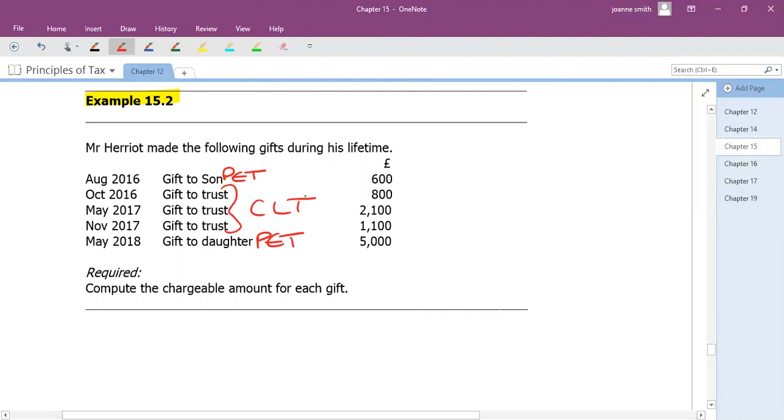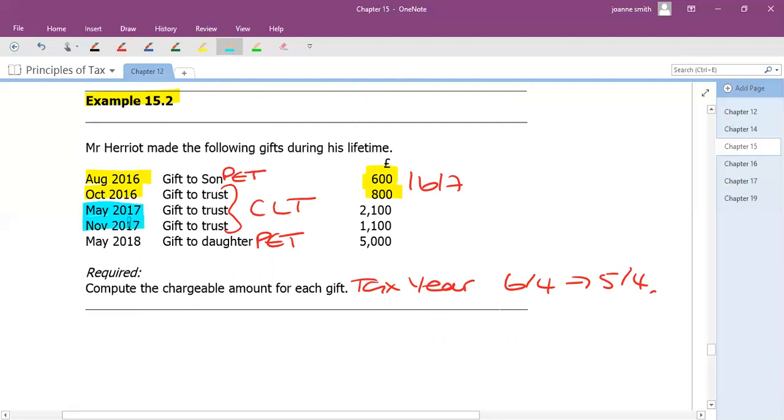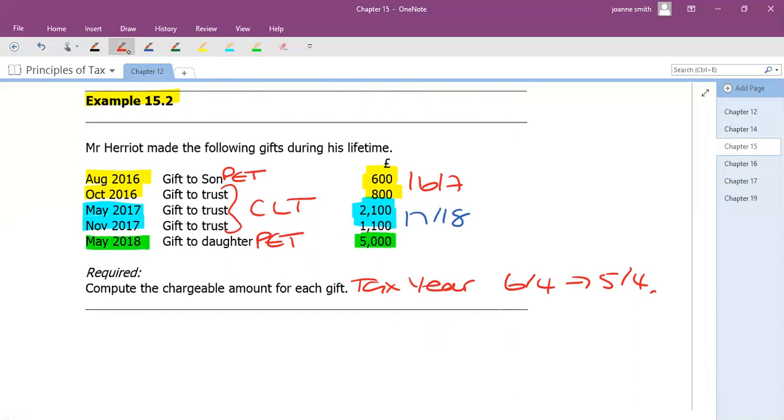Now, when we're looking at IHT, we're considering what happens in each tax year. So remember, we're looking from the 6th of April to the 5th of April. So if we look at the first two, August and October 16, they fall in tax year 16-17. They fall between the 6th of April 16 and the 5th of April 17. Then we've got the next two, May and November 17, and they fall in tax year 17-18. And then the final one we've got, which is in May 18, that's going to fall in tax year 18-19.